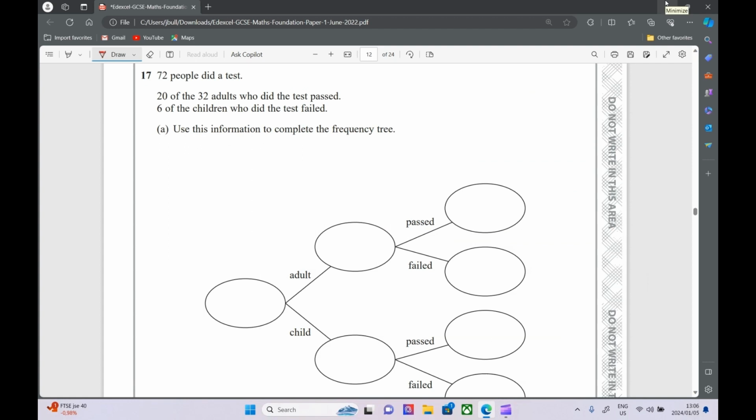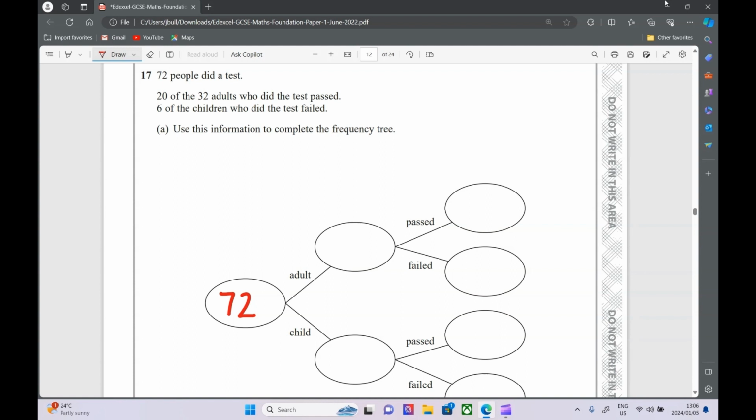Question 17 is a frequency tree question. In my experience, students are pretty good at these questions, but let's go through it so you have an example to fall back on. So 72 people did a test. So that is the total number of people. The total always goes in this first bubble there. So that's the total, 72 people in total.